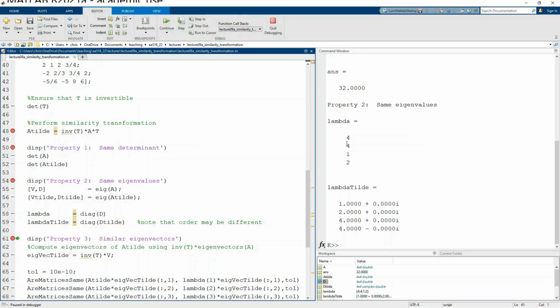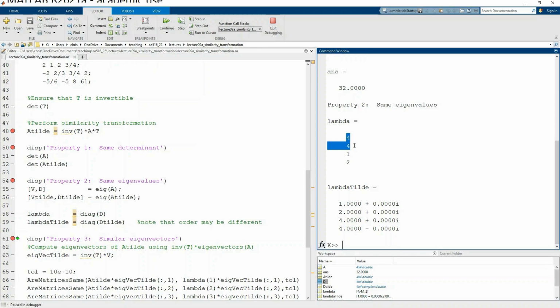So now in this case, look at this. We've got multiplicity of the eigenvalues here. We've got a 4 and a 4, okay? Which is going to potentially cause us problems when we start looking at the eigenvectors. But again, what's important to note here is that both A and A tilde have the same eigenvalues, namely 4, 4, 1, 2. And again, look at this. For whatever reason, the ordering is different, but still, it's 4, 4, 1, 2, right?